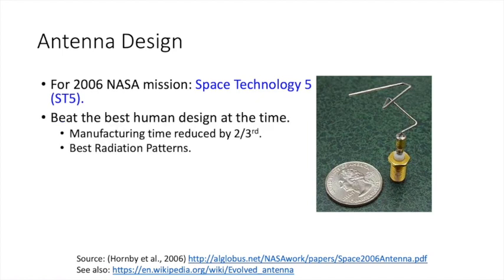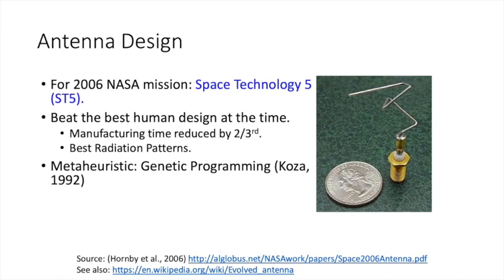This automatically produced antenna that is showing on your screens beat the best human designed antenna produced by another NASA team. And it beat it on many factors. For example, this automatically produced antenna took 2/3 less time to manufacture, and it had the best radiation patterns. The metaheuristic used to produce this is called genetic programming.